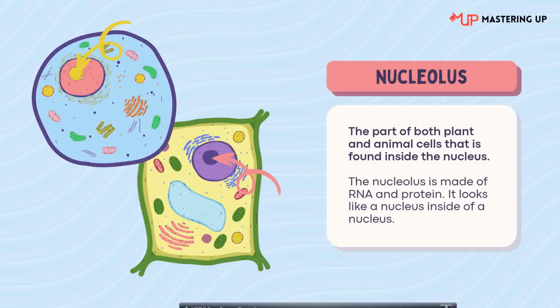Now nucleolus, it is the part of both plant and animal cells that is found inside the nucleus. The nucleolus is the part where genetic materials are made, or you can say the nucleolus is made of RNA and protein. It looks like a nucleus inside a nucleus. So the nucleolus is the major center inside a nucleus. So the part of both plant and animal cells that is found inside the nucleus is called the nucleolus. All these things will have a detailed discussion in genetics and biotechnology.